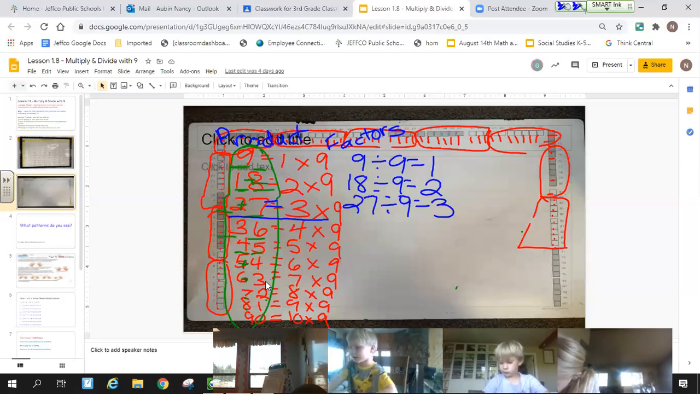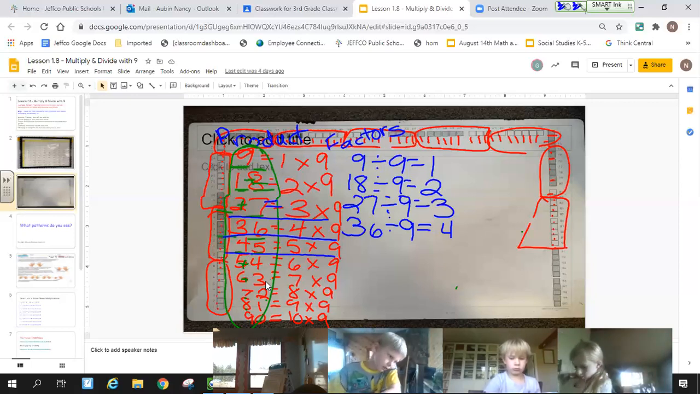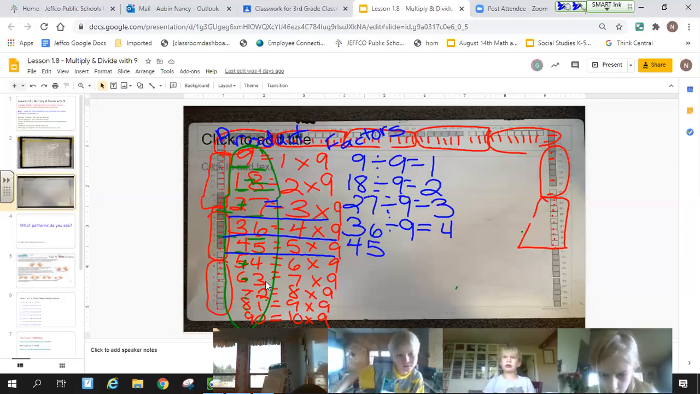If we know 36 equals 4 times 9, what's the inverse of that, Marin? 36 divided by 9 equals 4. Another one, August, but you don't need a pencil right now, just work on your division. If we know 45 equals 5 times 9, Max, what's the inverse? 45 divided by 9 equals 5.